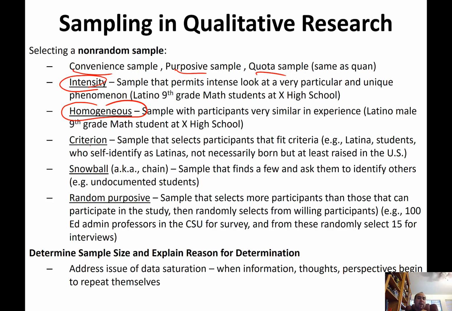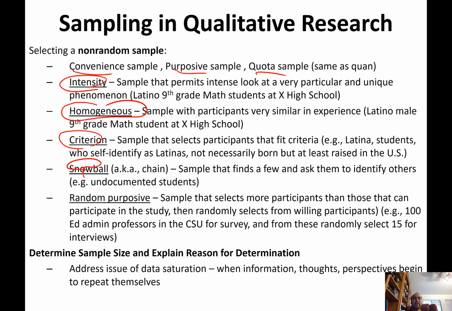Criterion sampling. The sample selects participants that fit a particular criteria. So I say I want Latinas, I want them to be students, I want them to be able to self-identify as Latinas, but they don't have to necessarily be born or raised in the U.S. So you have all this different criteria that you set, and all the participants that are part of your study must fit all of those levels of criteria.